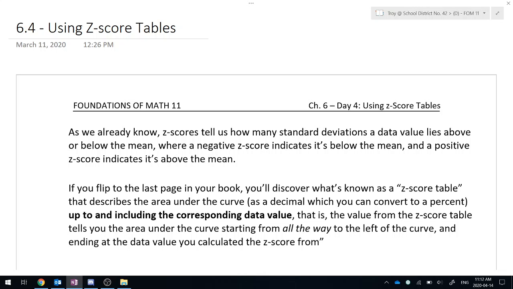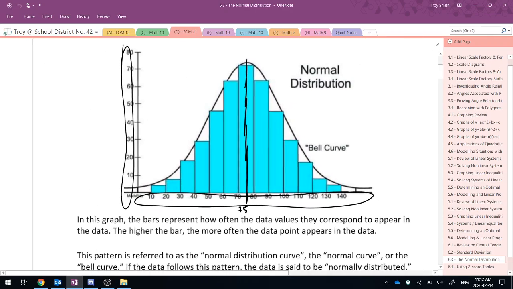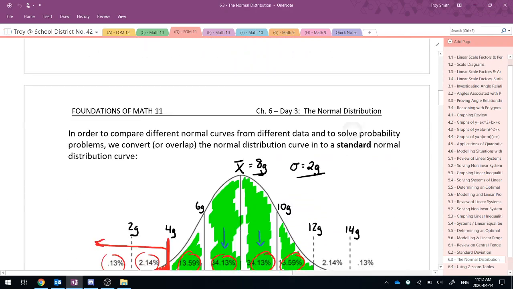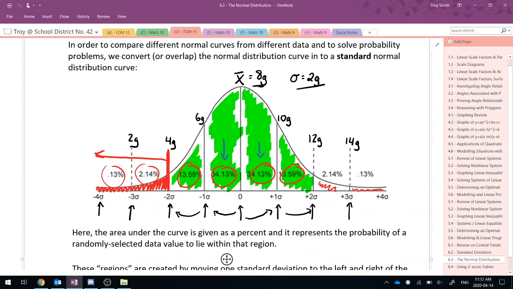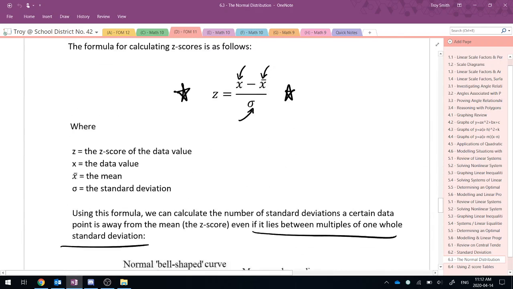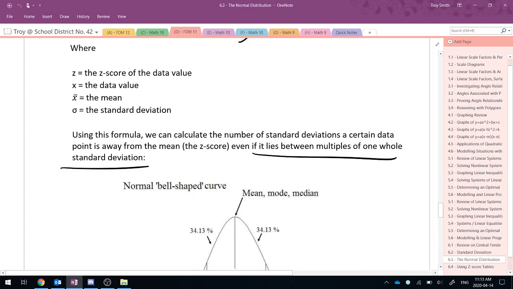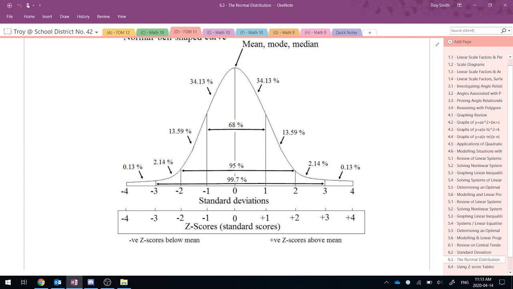As a quick review of what we saw in 6.3, we learned about the normal distribution, the bell curve, and how the mean, the median, and the mode are all in the center of the curve. And as I said before, we learned about our z-score. This is the formula here. We take our data value, subtract our mean, divide it by the standard deviation, and as we saw, the z-score simply tells us how many standard deviations away from the mean whatever data value we're looking at is.